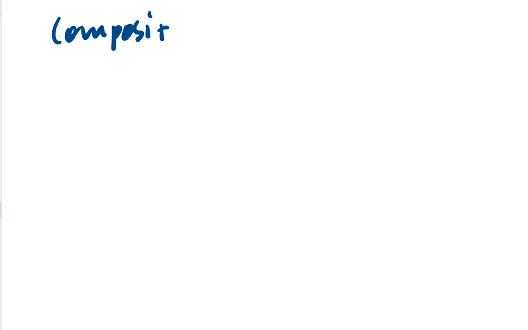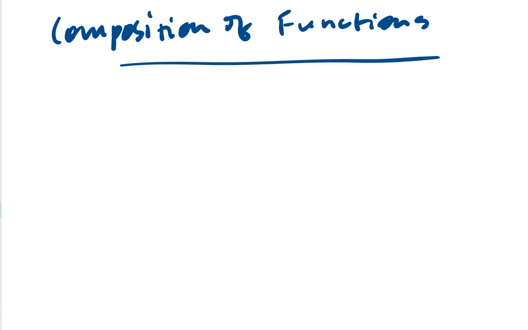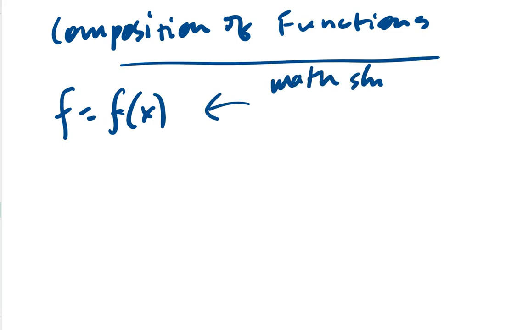So we need to go over what the composition of functions is from algebra so that we can understand the chain rule better. And there's a notation here that really relies on it. So composition of functions, the first thing I want to go over though is how you can describe what this means. F equals f of x. What this is mathematical shorthand for is f is a function of x.